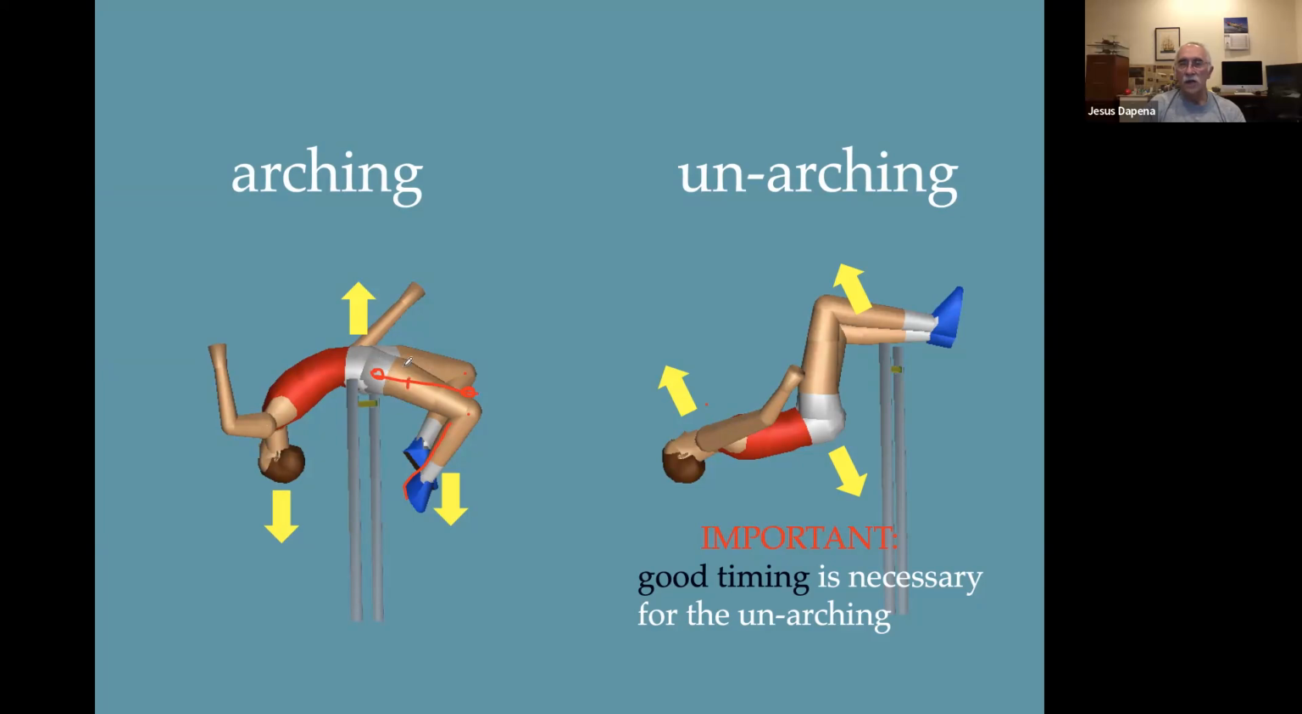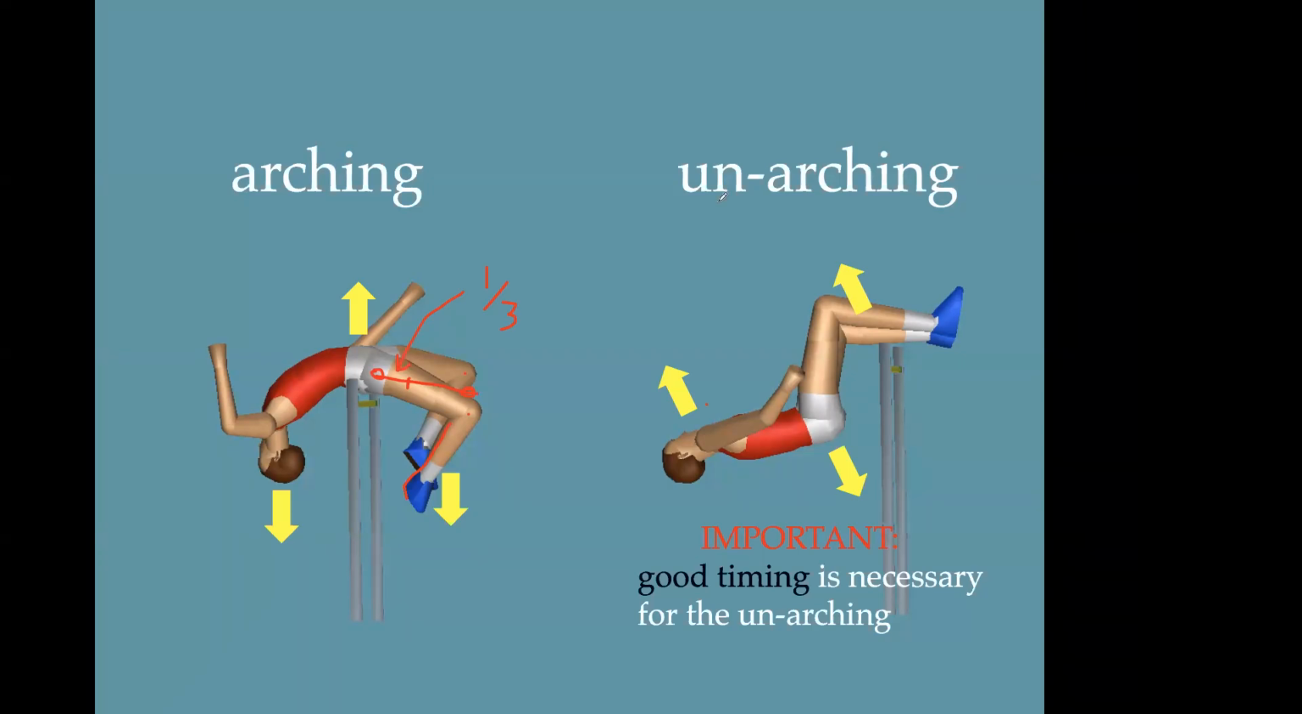So this point here is about 1/3 of the length of the thigh. When this point is directly over the bar, that is when you should start the unarching.